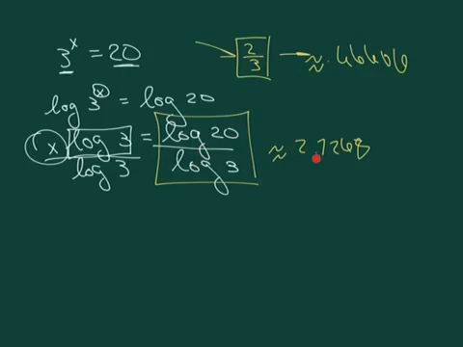When you put it into your calculator, this goes on forever. So this is just an estimate, and that's why I use the sorta symbol. It's sorta 2.7268. Okay, so let's keep going.